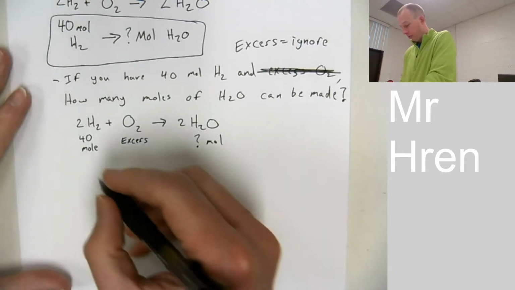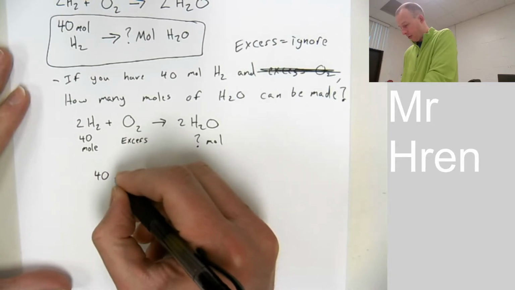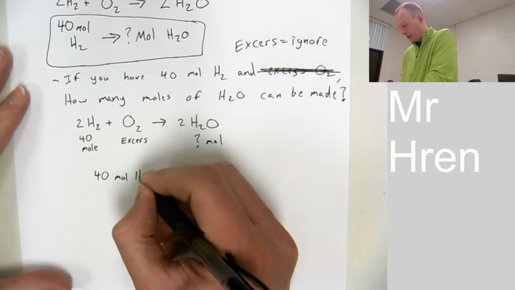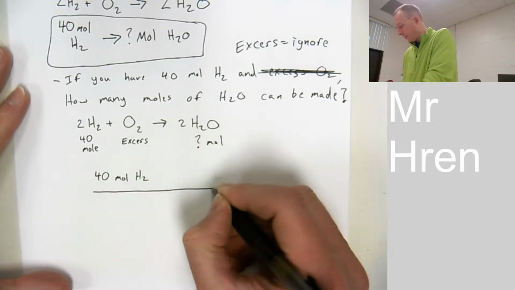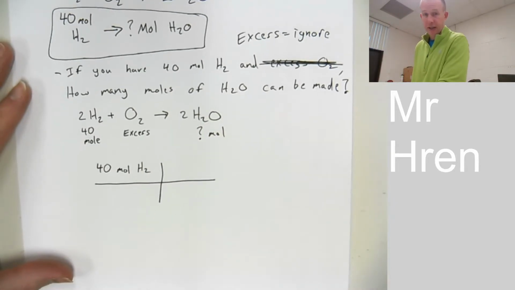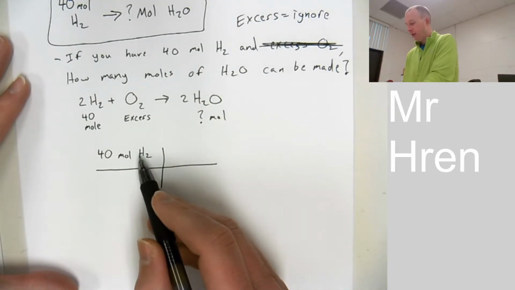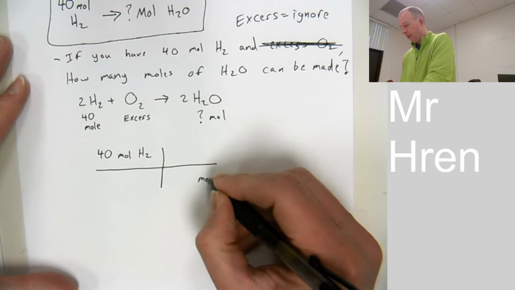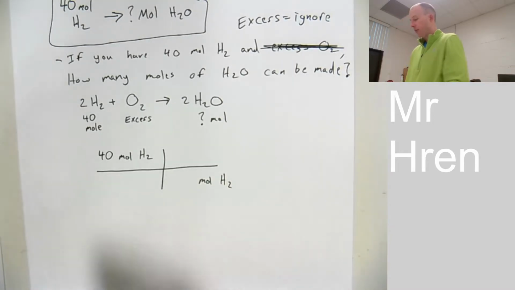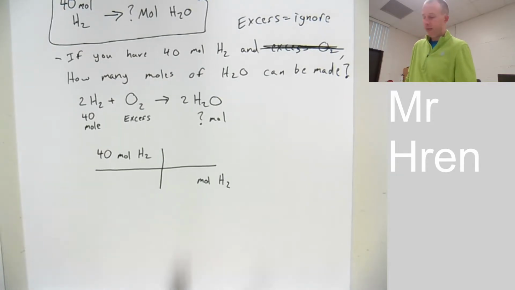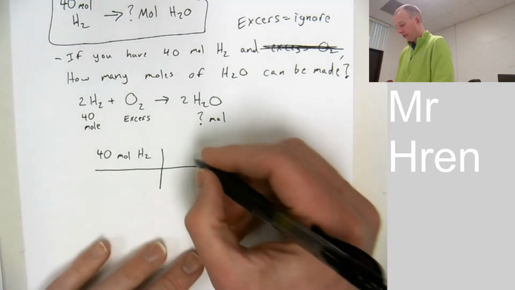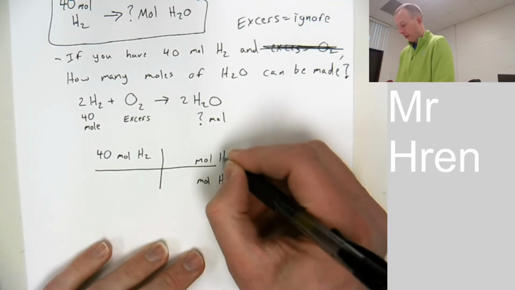So what we're going to do is write it out like this. We're going to write 40 moles of H2. Remember, whatever we put here, we put down here as well, always. That just gets copied down. And then the new step is the new thing you're trying to find: moles of H2O.